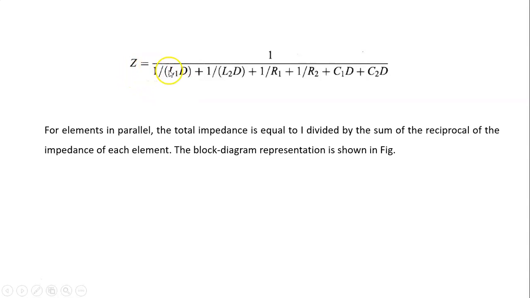That is written here. Total impedance for parallel elements is equal to 1 divided by the sum of the reciprocals of the impedance of each element: 1 upon L1D plus 1 upon L2D plus 1 upon R1 plus 1 upon R2 plus C1D plus C2D. Therefore, the block diagram representation is shown in figure. E is equal to ZI. Therefore, E into 1 upon Z is equal to I. Therefore, we will stop here.